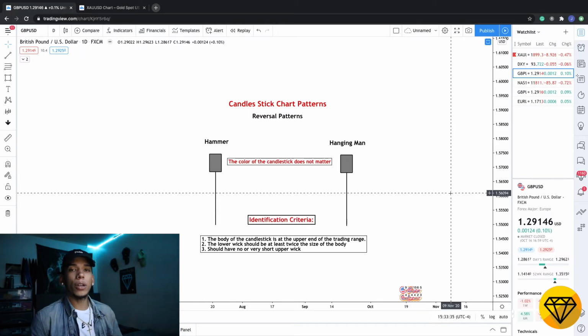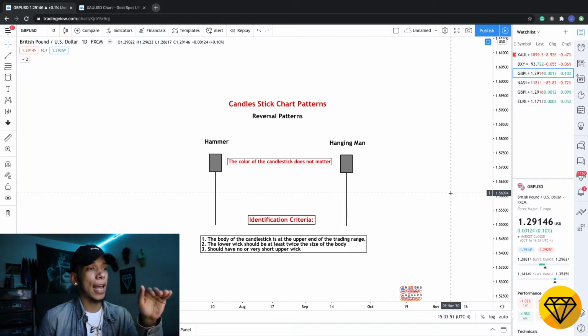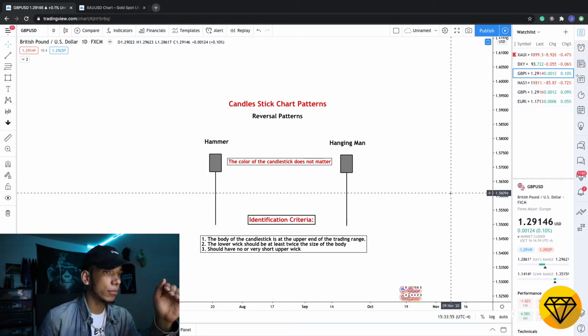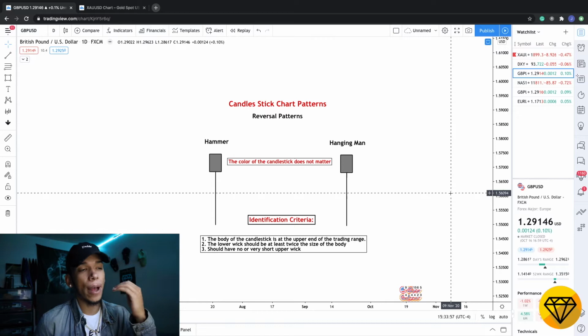Alright guys, we are on GBP USD. We're on the daily time frame. And as I mentioned before, we're going to be going over candlestick chart patterns, specifically reversal patterns. The candlestick pattern that I have right now in front of you is labeled as a hammer and a hanging man. Now, I know what you're thinking.